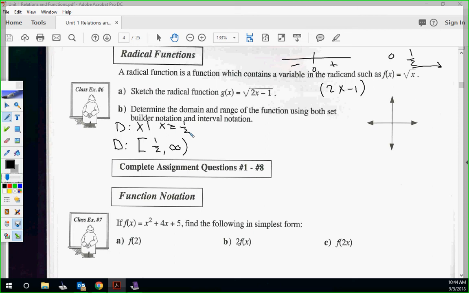Okay, let's think about the range real quick. Range, we know we're dealing with y, so we can go ahead and just cheat for the set builder, put y bar, and we know we want range here. What can the y's be for this? Well, if we're doing a radical, we know when we square root we can't get a negative, so it's going to start at where? 0. 0 is the smallest we can get.